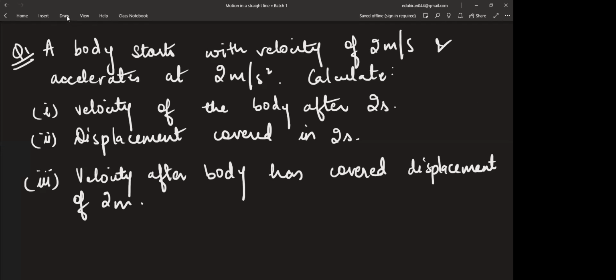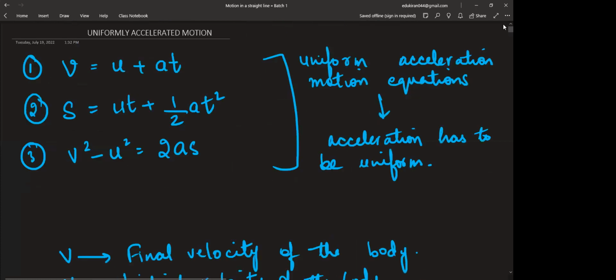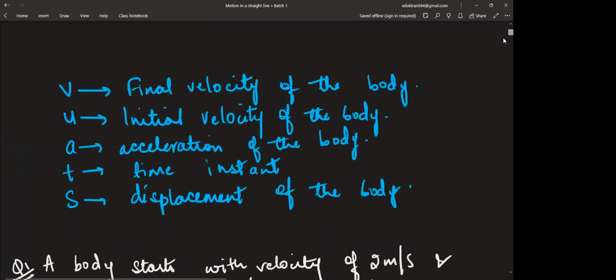See, this says that a body starts with a velocity of 2 meter per second. So if it is starting with a velocity of 2 meter per second, it is the initial velocity. Acceleration is already mentioned as 2 meter per second square. Now we have to calculate the velocity after 2 seconds. So amongst these three equations, the first one is valid because we do not have distance. So we should avoid using the second and the third equation. The first one is sufficient, V, U, A, and T.